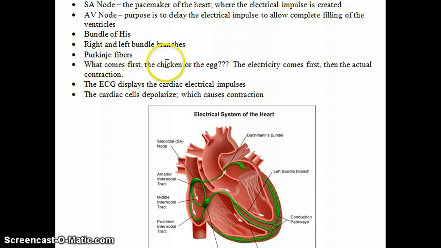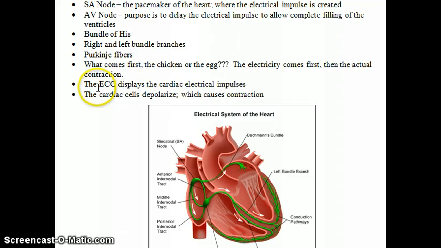And so the question is, what comes first, the chicken or the egg? What I mean by that is, which comes first? Does the electricity come first, or does the actual contraction of the muscle come first? And the answer is the electricity comes first. It's that electrical impulse. It is that stimulus that causes the muscles to contract. So the electricity comes first.